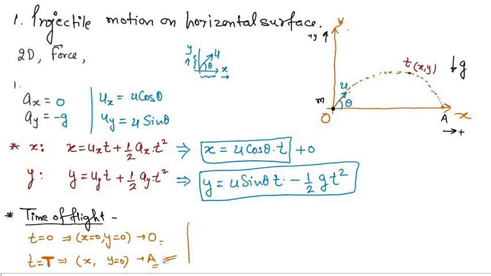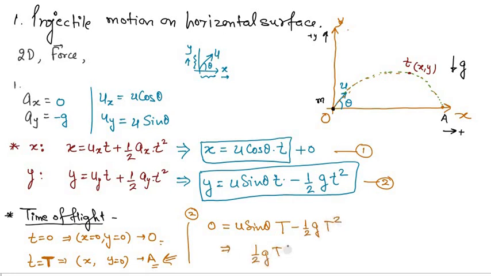So let's substitute y is equal to 0 in equation number 2. This is equation number 1. So your y is equal to 0, u sine theta, this is in the second equation, remember this, into capital T, that is the time of flight, minus half g T square. So this implies that half gT is equal to u sine theta. This implies that T, the time of flight, is equal to 2u sine theta upon g.